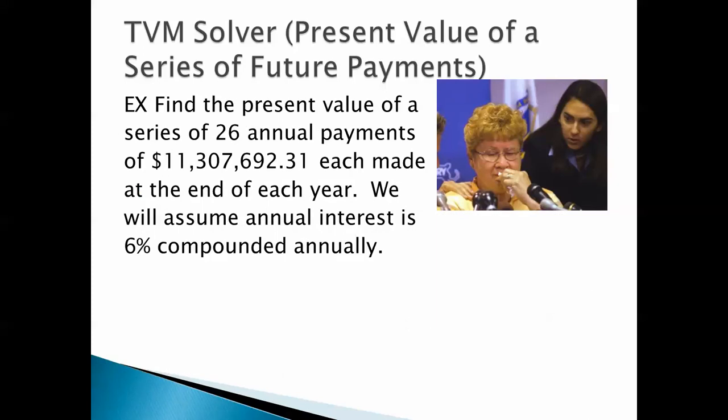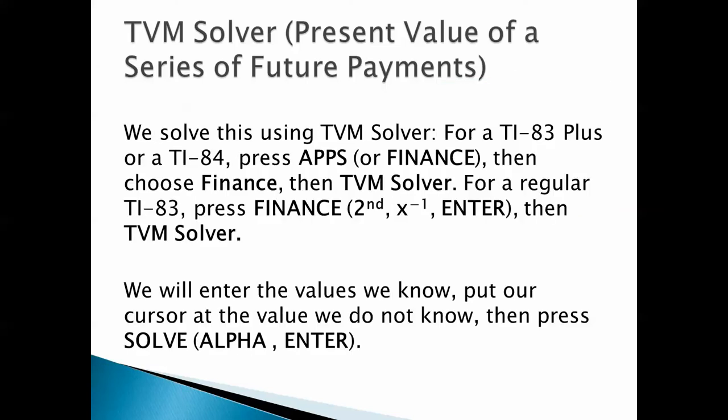So here's the problem now. Find the present value of a series of 26 annual payments of $11,307,692.31, each made at the end of each year. We will assume that annual interest is 6% compounded annually. We're going to solve this using TVM solver.